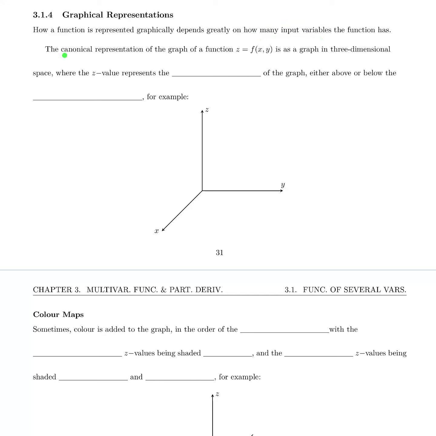The usual or canonical representation of a graph of a function z equals f of x, y is as a graph in three-dimensional space, where the z value represents the height of the function surface, either above or below the x, y plane. So for example, if we sketch a surface that passes the vertical line test, that represents a function graph. Give a little bit of shading here just in blue.